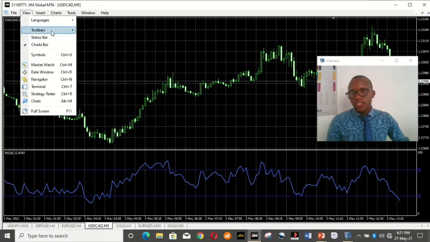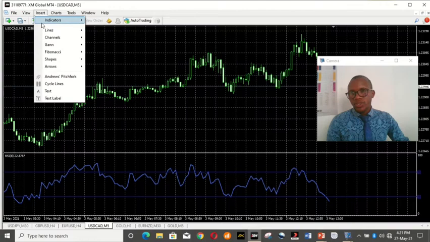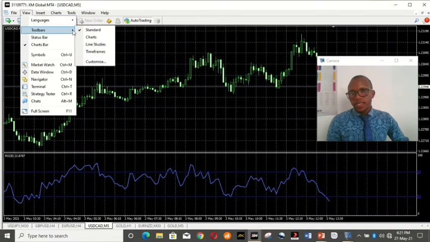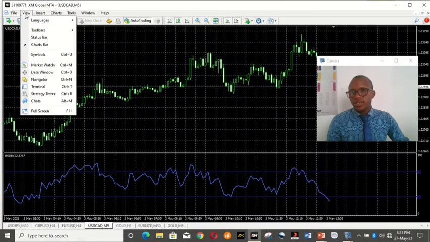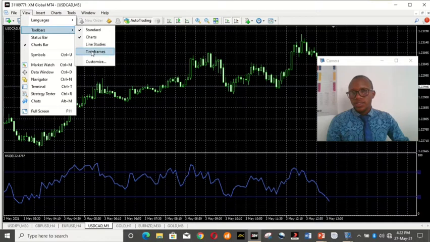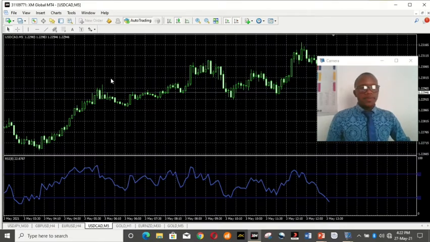Okay, let me show the two bars. I want the tools. Standard. Okay, where's my arrow? It's not in here. Okay, here it is. I'm sorry for the interruption, guys.